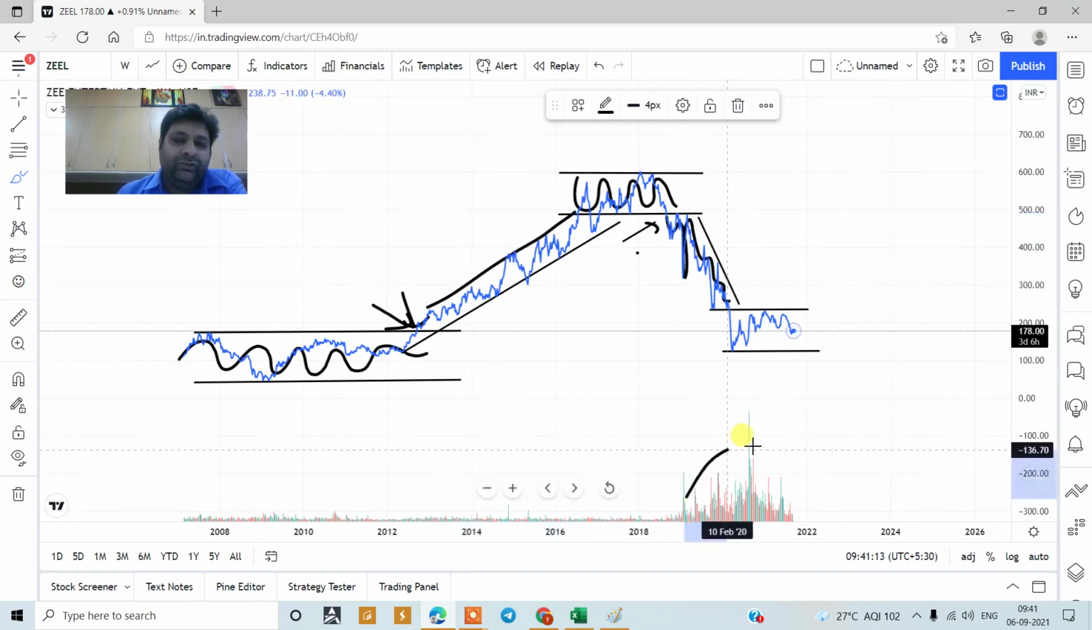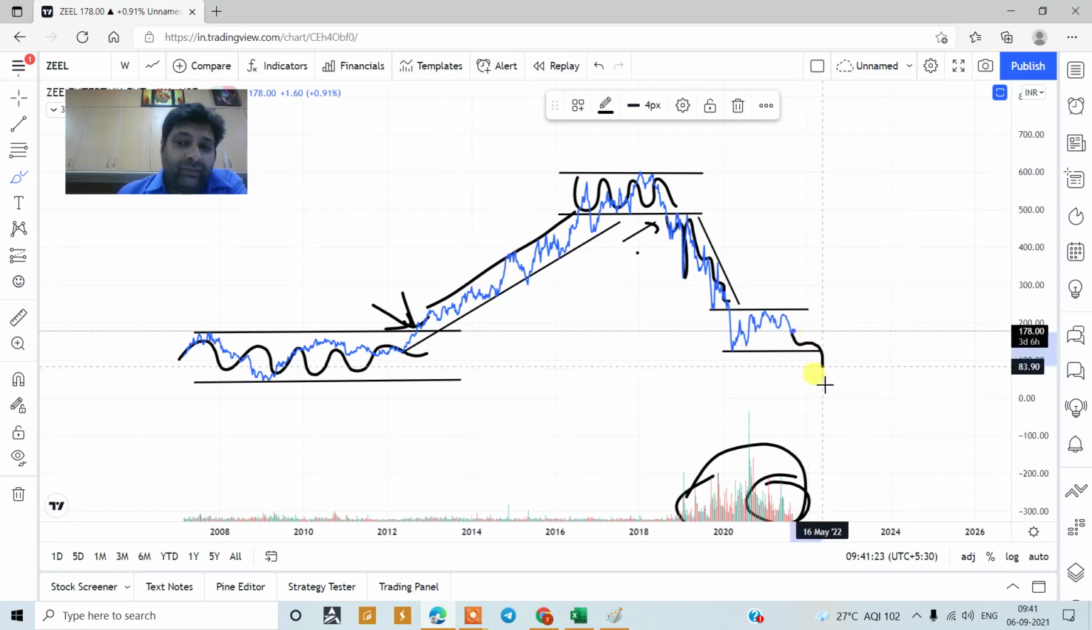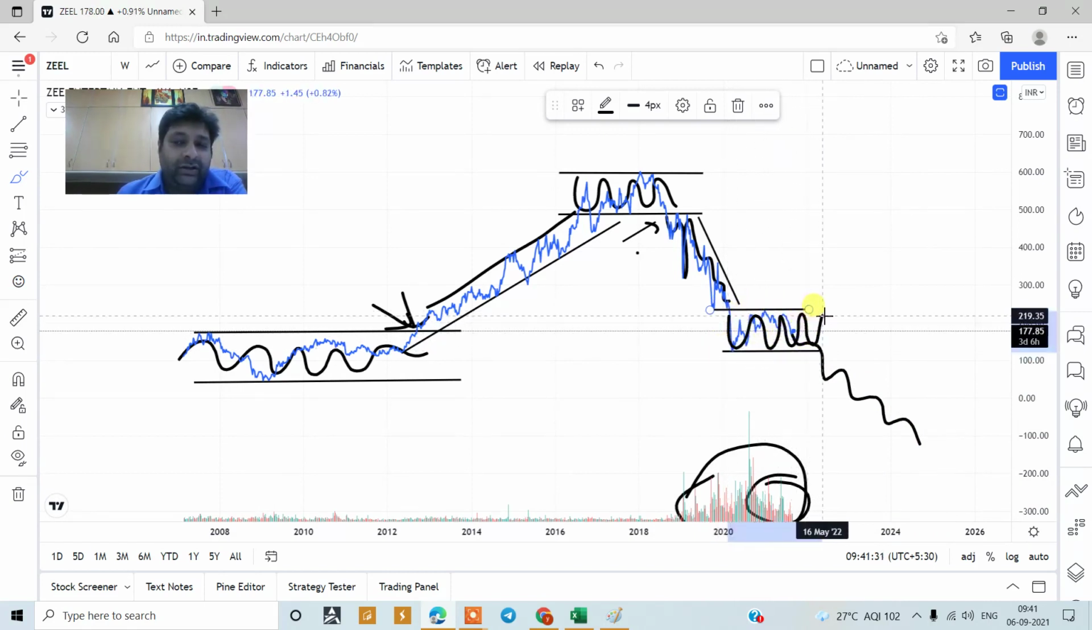Do you see these beautiful volumes? Someone is accumulating at this stage. This is what I consider. It may happen that the stock is over here and may again start going down. But as of now, it seems that the stock is getting accumulated, and if it gives a breakout, make sure that you are an investor in this phase again.